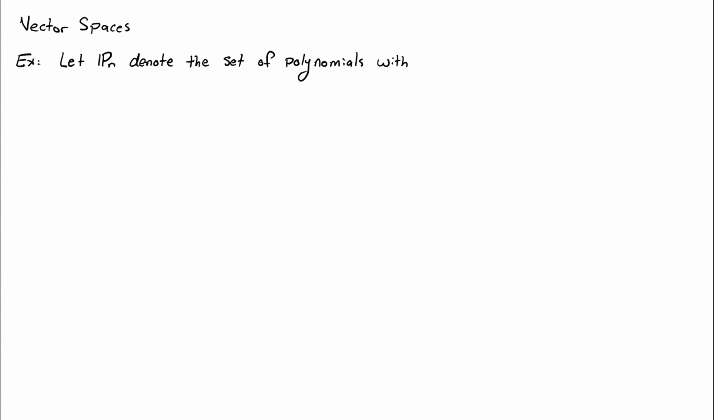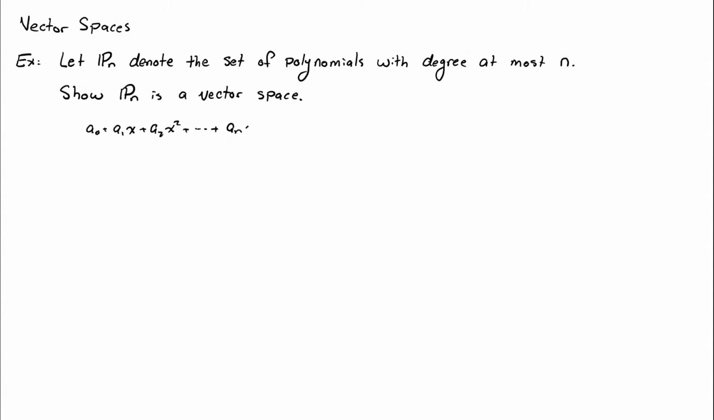Let Pn denote the set of polynomials with degree at most n. Show Pn is a vector space. Before we start, we need to determine what elements of Pn look like. A general element of Pn is a polynomial. And we know what a polynomial is. It looks like a0 plus a1x plus a2x squared up to an x to the n. Notice we stopped at degree n, because all polynomials in Pn have degree at most n. As emphasis, x squared is in P3, x cubed is in P3, but x to the fourth is not in P3, since 4 is not less than or equal to 3.